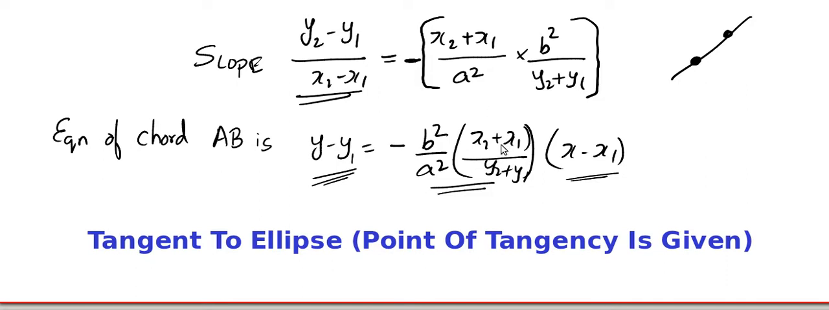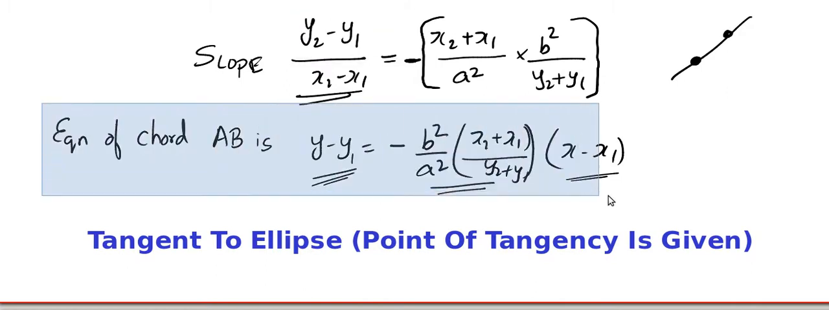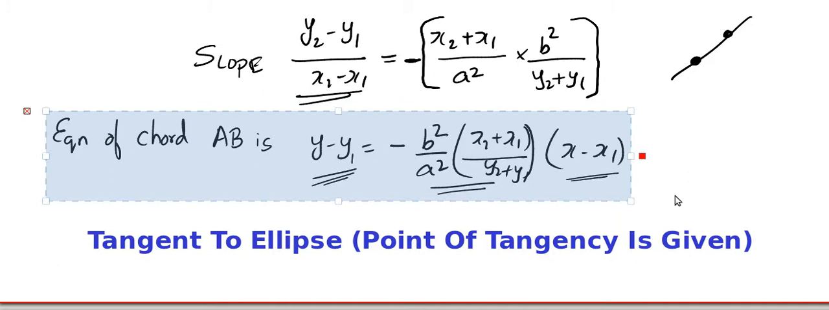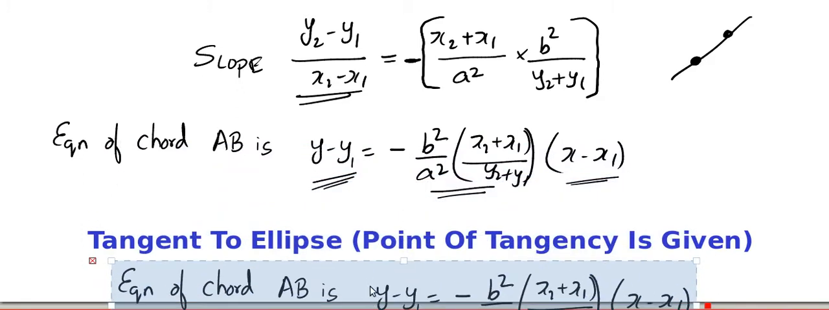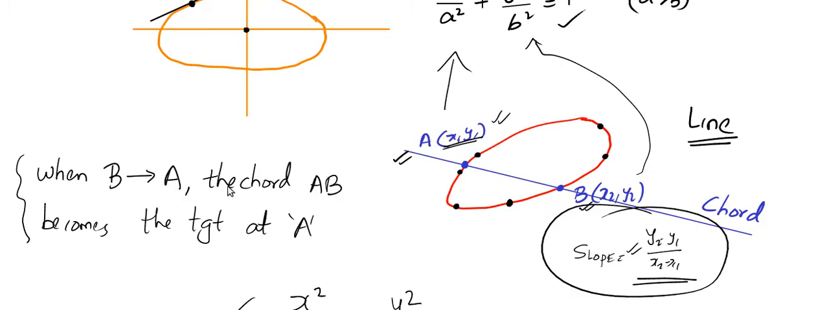Wait a minute. What did they ask and what did I derive? Think about it once more, please. We were trying to derive the equation of a tangent. And what did I do just now? I found the equation of a chord. Yeah, it's nothing to worry because they are connected. And what is the connection? Do you still remember the connection? A chord becomes the tangent. Look at this. The chord AB becomes the tangent when B tends to A.